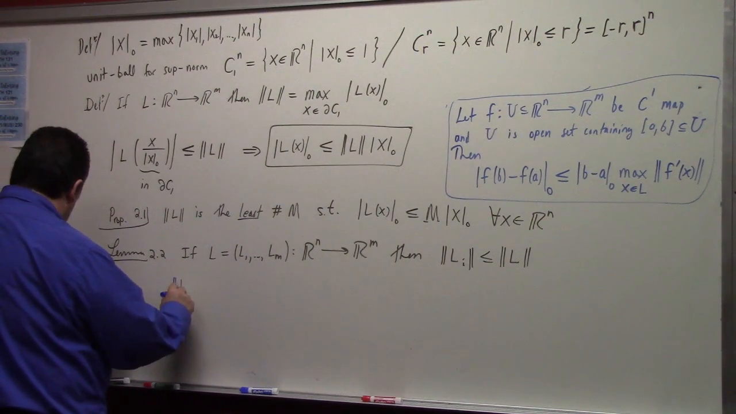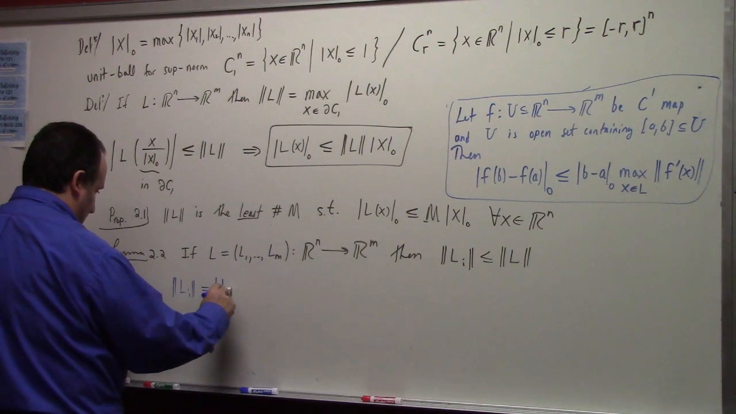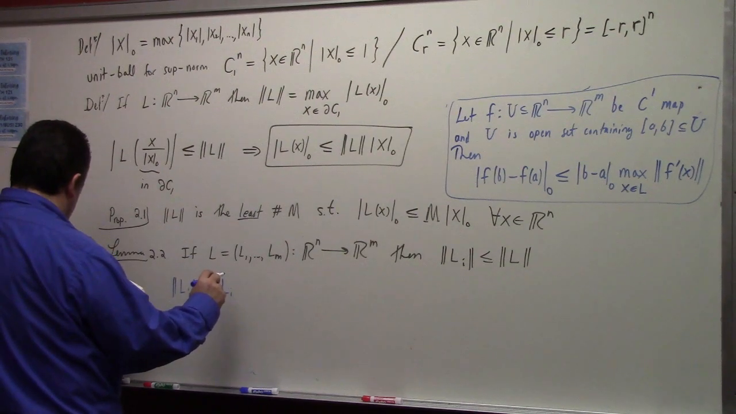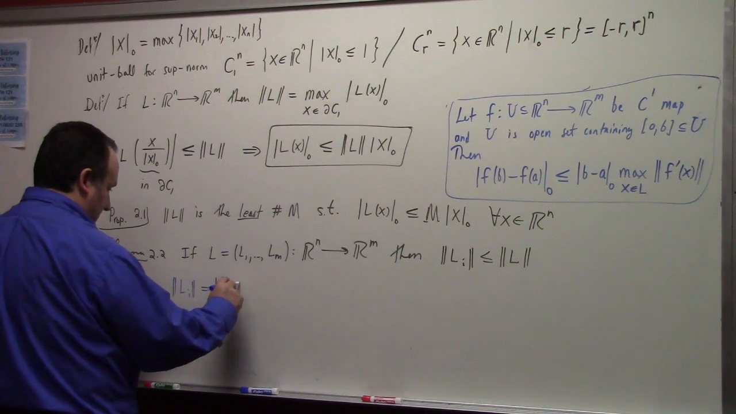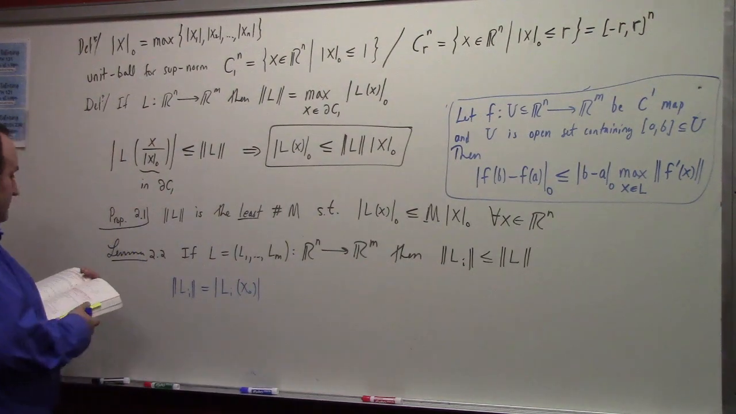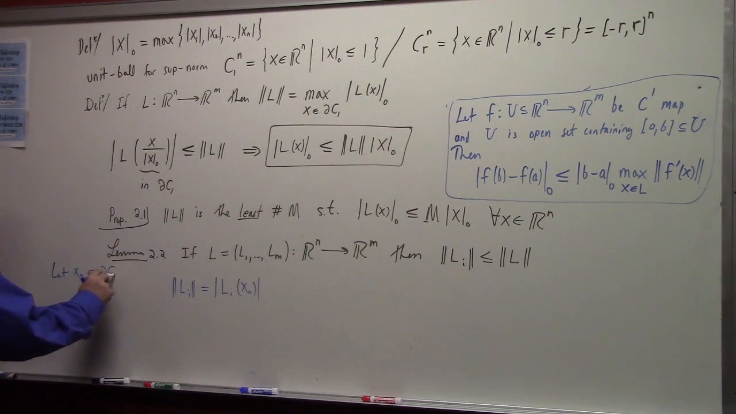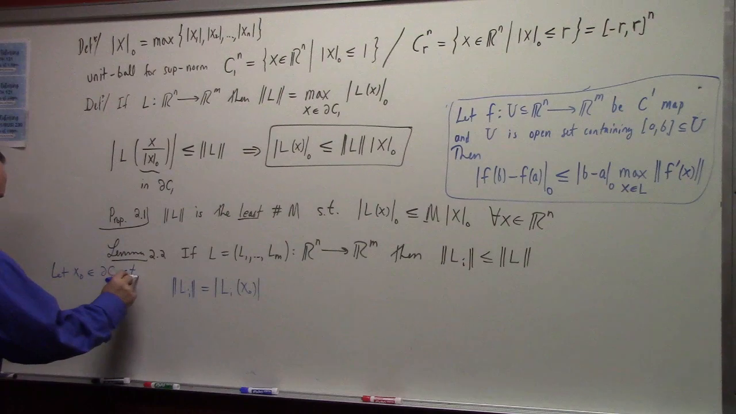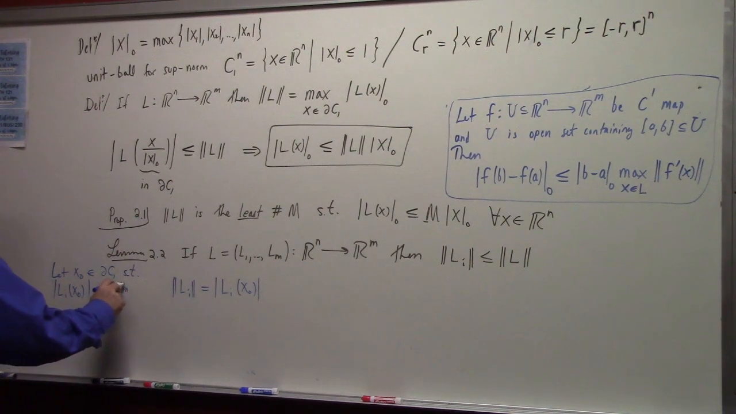So you have the norm of Li, which is equal to the norm of Li. Okay, so let me explain here. He says, let x naught be the point in the boundary of the unit cube such that Li of x naught is maximal.